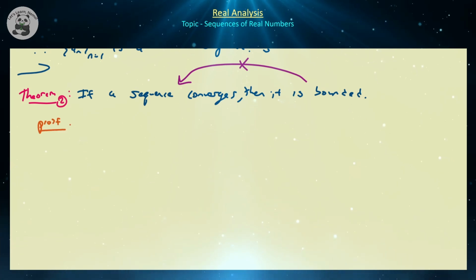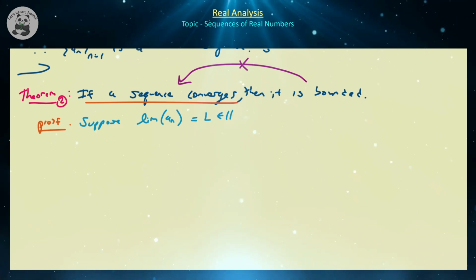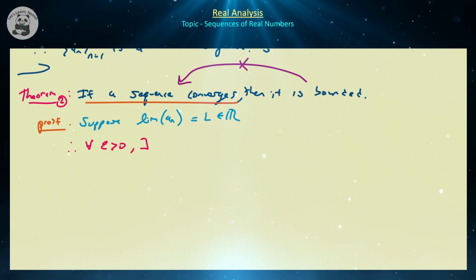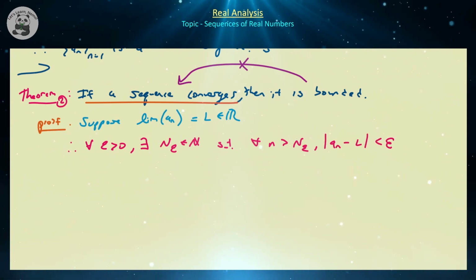All right, so let's assume that this sequence converges, right? And if it converges, that means that the limit of this particular sequence, a_n, is equal to L for some real number L. So what does that mean in terms of the definition of sequence convergence? That means for all epsilon greater than 0, there exists an N that depends on epsilon in the set of natural numbers such that for all n greater than N_epsilon, the absolute value of a_n minus L will be less than epsilon. That's the definition of convergence, right?